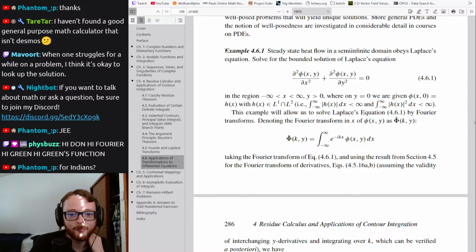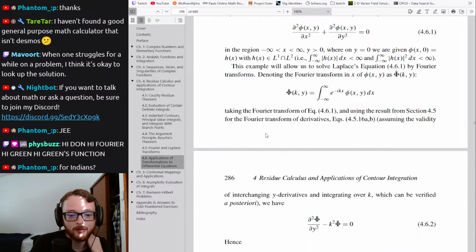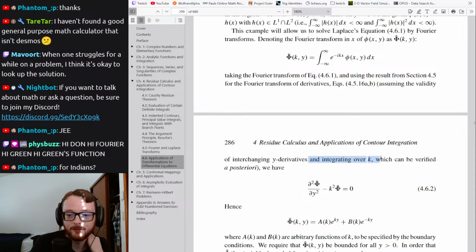in the downtime, FizzBuzz, I've been working through this example problem from the book on Laplace's equation using Fourier transforms. And their solution leaves a lot of gaps for the reader to fill in, so I'm trying to fill in those gaps right now. I think I've already caught a typo with one thing that they said here.